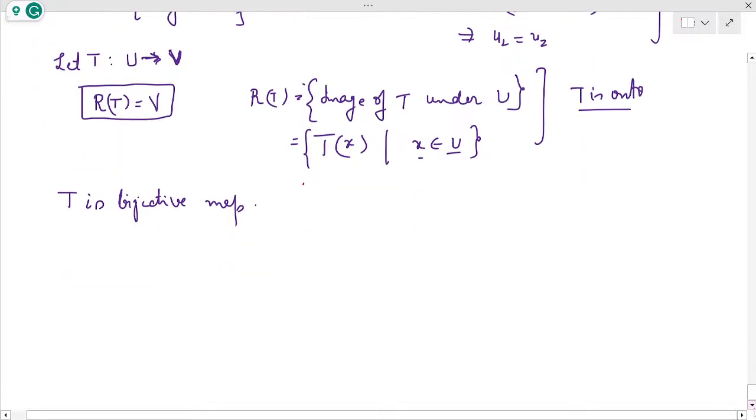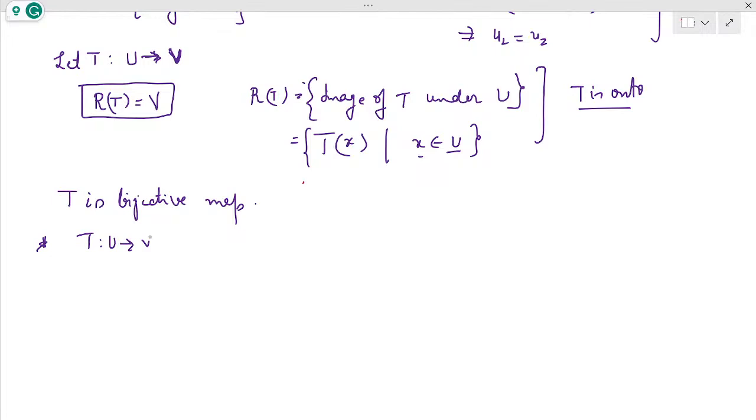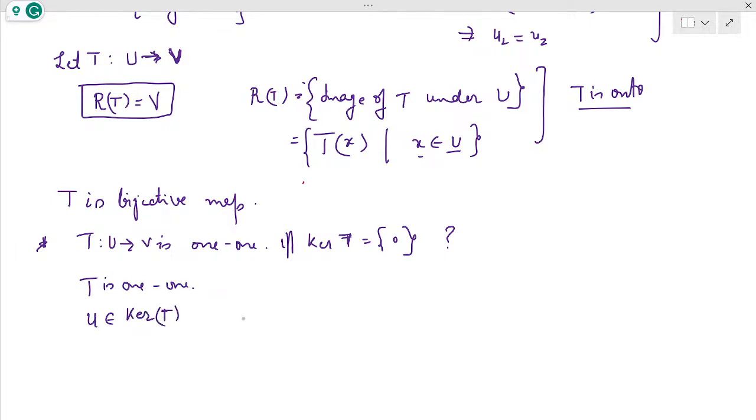Now, one thing that you can think of is that T from U to V is 1-1 if and only if the kernel of T is equal to 0. How does that happen? Let us assume that T is 1-1. If u belongs to the kernel of T, what does it imply? It implies that T of u should be equal to 0. I told you what the kernel is: the kernel contains all those elements for which Tx is 0.